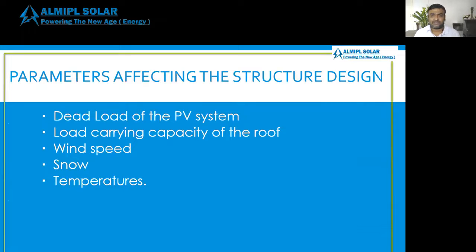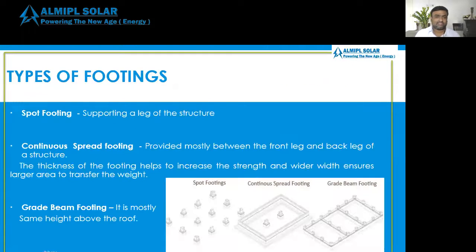Parameters affecting the structure design. What are the parameters affecting the structure design? Dead loads of the PV system, load carrying capacity of the roof, wind speed, snow, temperature. These are the parameters that will affect the structure.